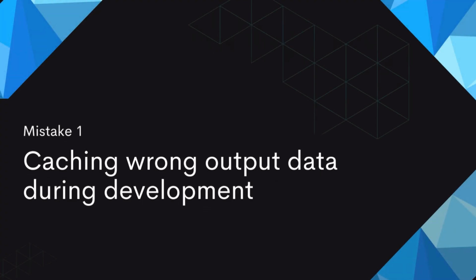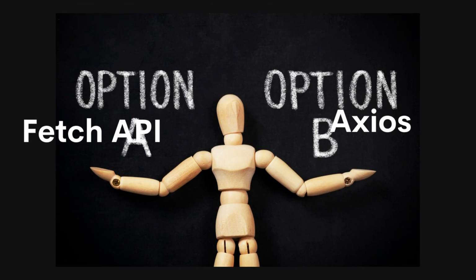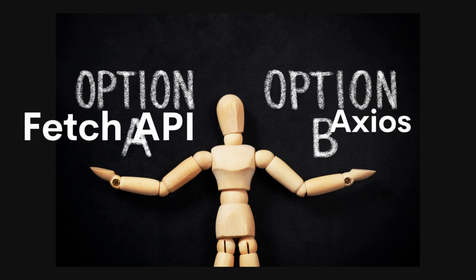Caching wrong output data during development. Next.js introduces a new data fetching system in the app directory, leveraging the native fetch web API. Next.js extends the fetch options objects, allowing each request to define its own caching and revalidation rules. So, the preferred request library in Next.js 13 is the fetch web API, making Axios less relevant.